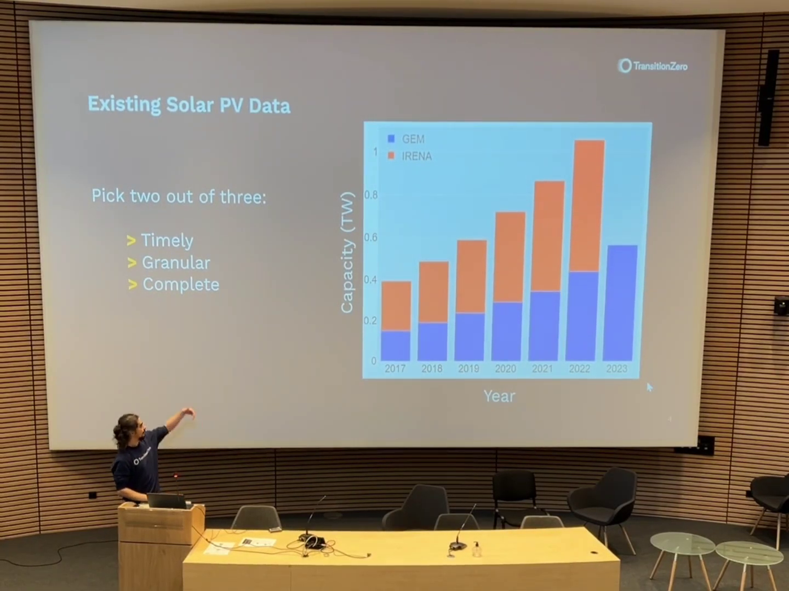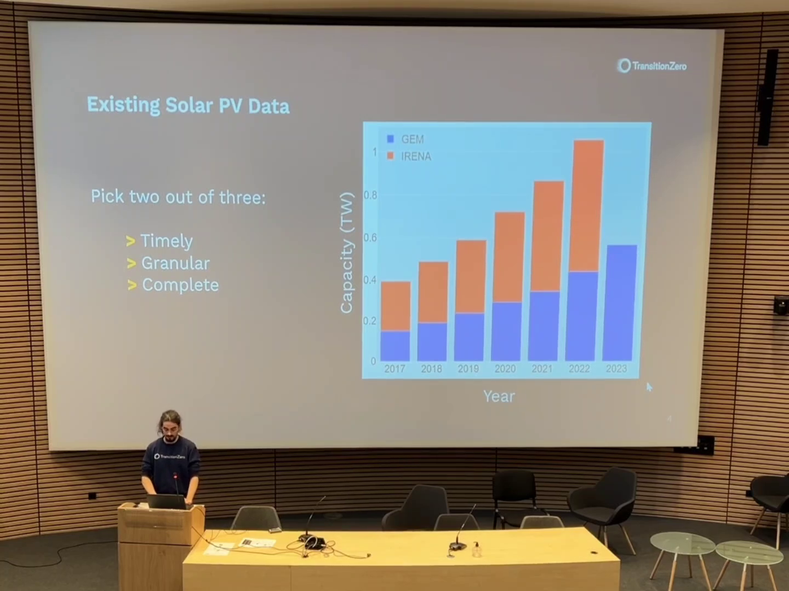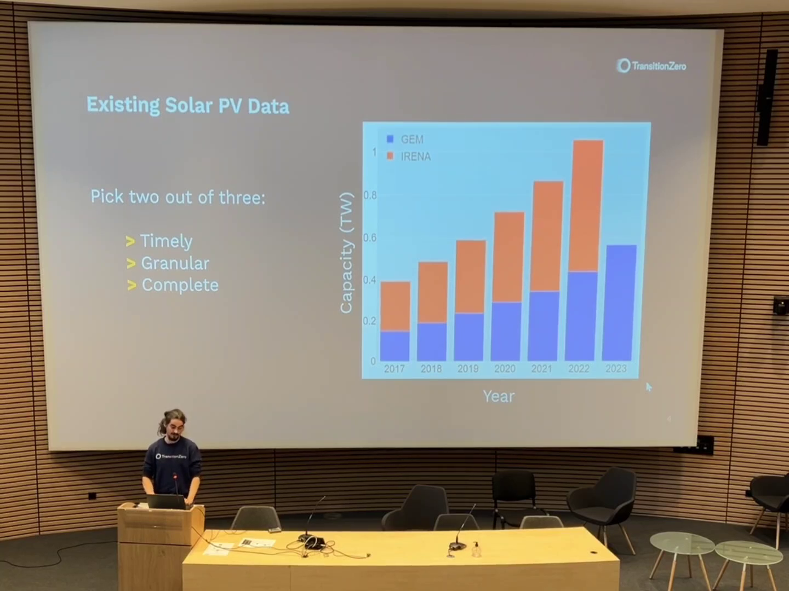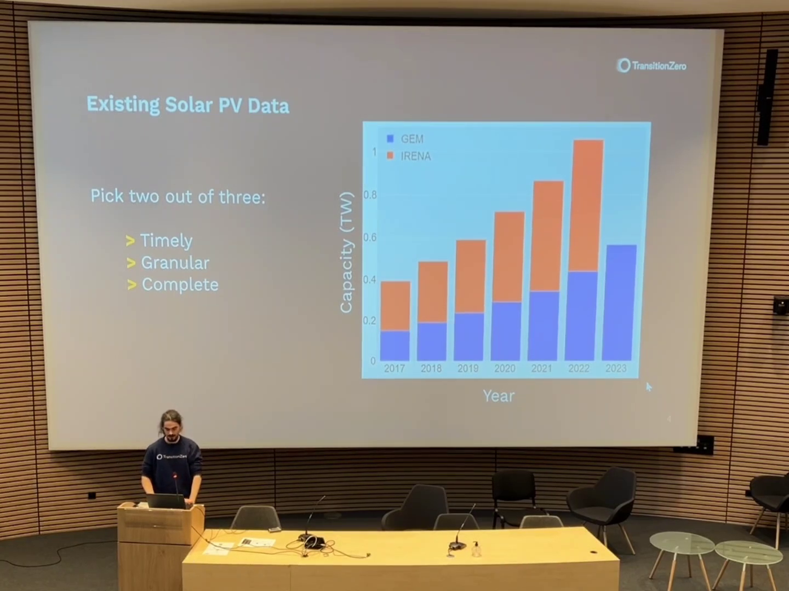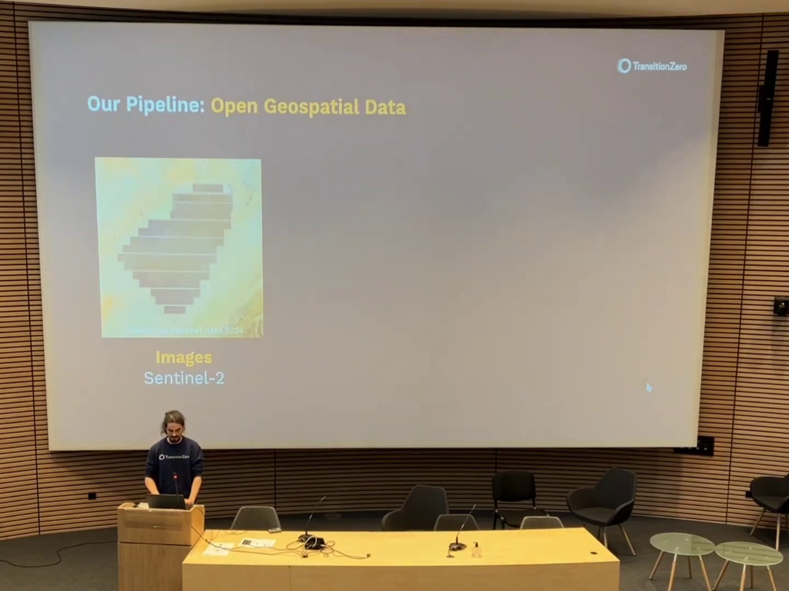This red bar is the progress of total solar PV capacity in the world, and the blue bar is basically the best available open asset level data set of solar PV. There's a relatively large gap, and yeah, you can basically pick 2 out of 3. Your data set is relatively up to date. We can already see that this IRENA data set is lagging behind by over a year. It is granular. It describes individual assets and their locations, and it is complete. So Global Energy Monitor, other asset level providers don't have a complete view of everything that is out there.